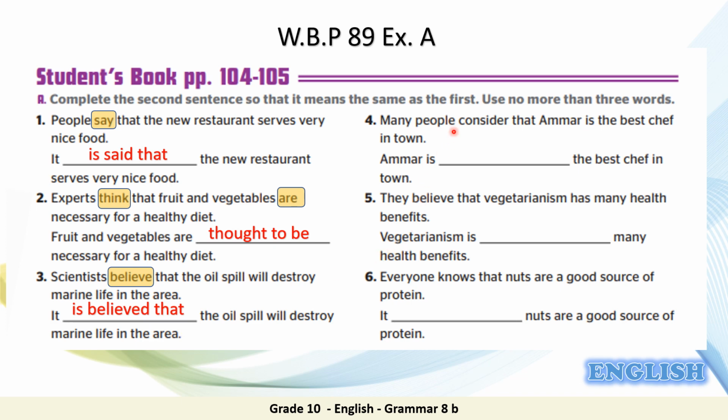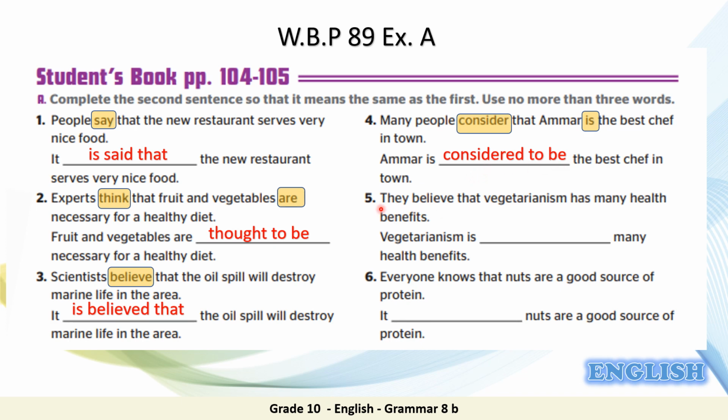Number 4, many people consider that Ammar is the best chef in town. So we're going to start with Ammar is. So is it personal or impersonal? That's right, it's personal. So we're going to change the verb consider to the passive voice and the verb is to the base form or to the infinitive. So the correct answer here is Ammar is considered to be.